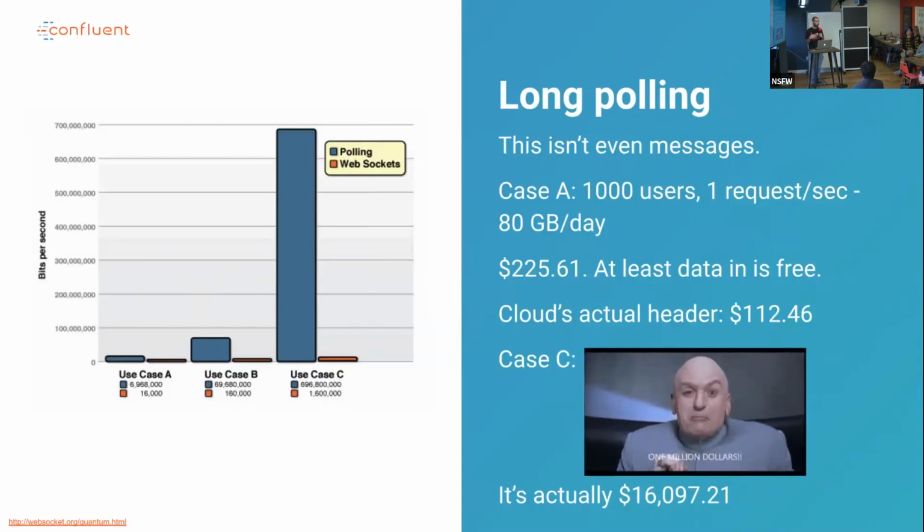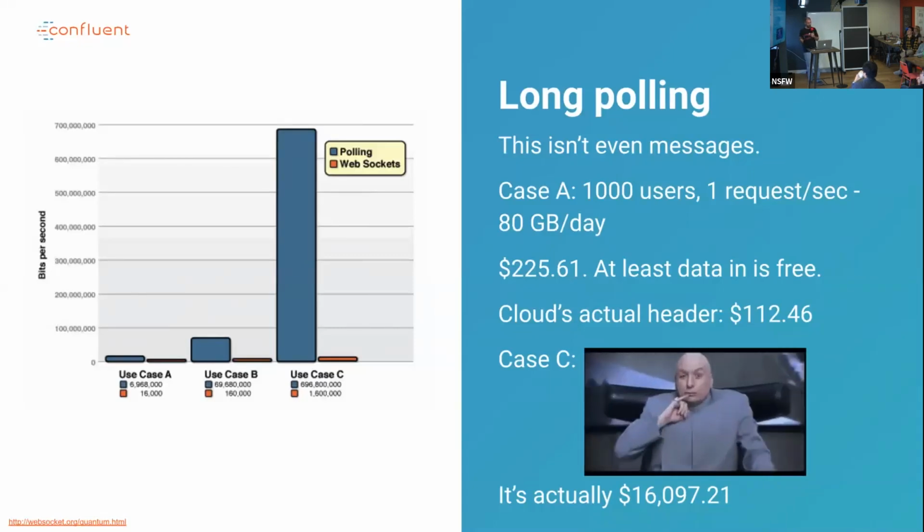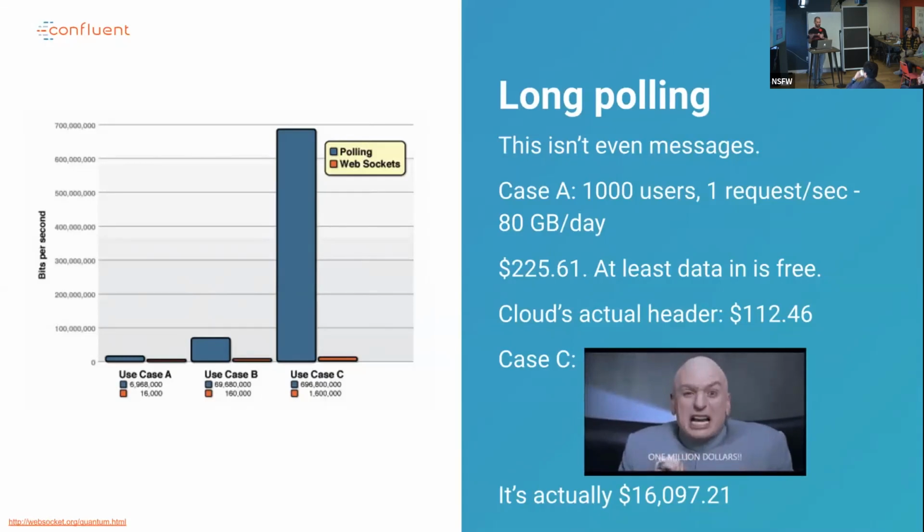If we look at the Confluent Cloud product, we actually spend $112 every month if we only had 1,000 users making one request per second. And this gets exponentially worse. In the case where you have 100,000, just in headers, you're spending over $16,000 to do this.